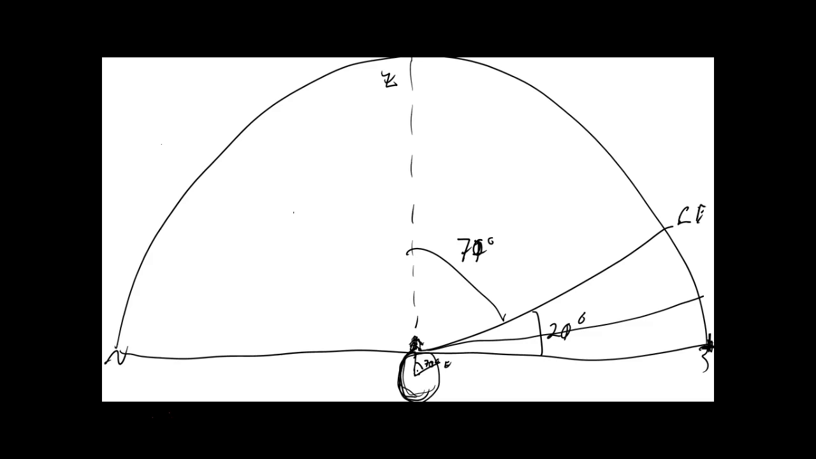Don't tell me you're using a calculator for that. 20 minus 13? 7 degrees. So there we have 7 degrees. This angle here, if this is 13 here, this would be 7 degrees. Now mine's not to scale, obviously, but anyway.